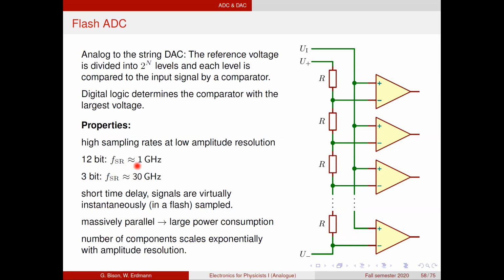Typical sampling rates that you can have for a 12-bit flash ADC, and 12-bit is already really high resolution for a flash ADC because you need 4096 comparators, you can go to a gigahertz. If you go down to 3-bit, you can have many tens of gigahertz sampling rate.